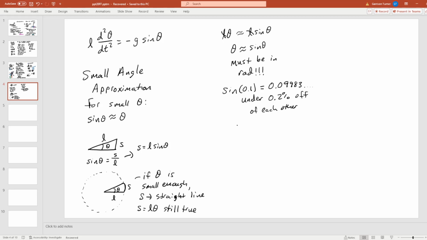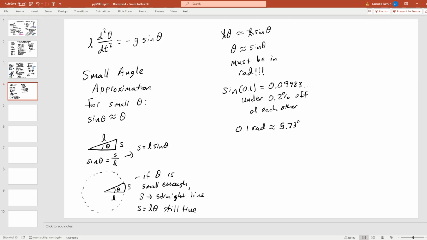Now, 0.1 radians is about 5.73 degrees. So even at 10 degrees, you're still within 1%, where sine of theta would be 1% off from theta. Okay, so the small angle approximation we usually take as valid up to maybe about 20 degrees. That's about the maximum you'll see anybody take it.